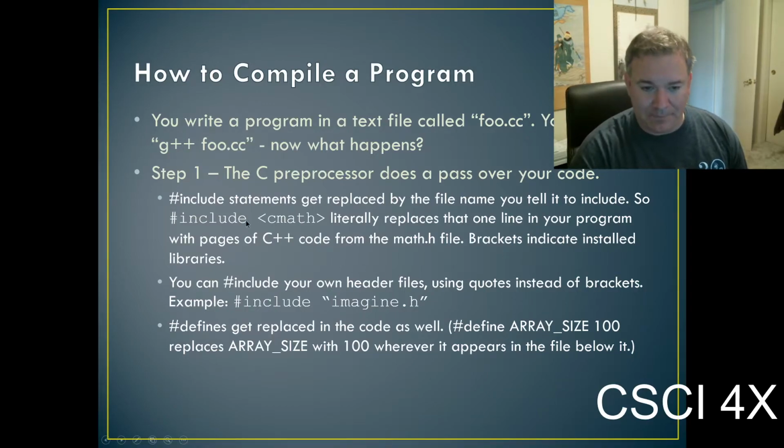So CMath might have a bunch of things like, hey, this function named absolute value exists. Hey, this function called pow exists. Hey, this function called square root exists. And it'll just say there's a function named square root, it takes a double, it returns a double. Semicolon. That's it. It doesn't have all the code that goes into square root.